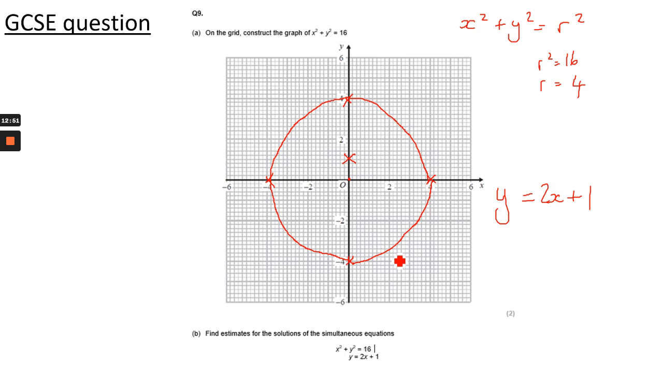So the y-intercept is at 0, 1. And if you go across one square, you go up 2, because that's what the gradient of 2 means. So to make it a bit easier, if we go across 2 squares, that means I go up 4. So it's going to go across 2, up 4 as well.